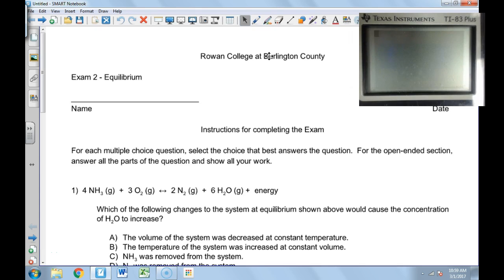Hey everybody, I wanted to go over the Exam 2 answer key, give you an opportunity to see what you missed before class, before you get your copy back.